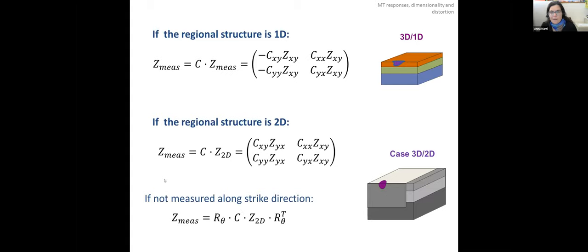So in the different types of dimensionality, what we will measure if we have a distortion is the following. In 1D, the matrix C multiplies our tensor, and because the two components have the same phases, all that happens is that each component becomes multiplied by a constant.